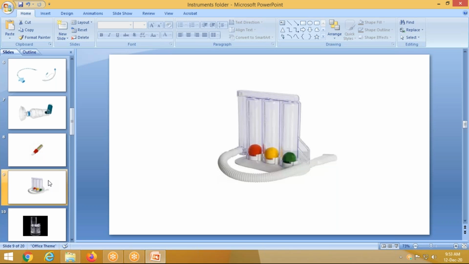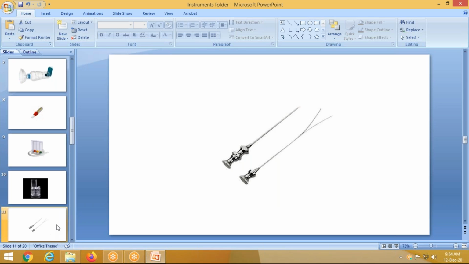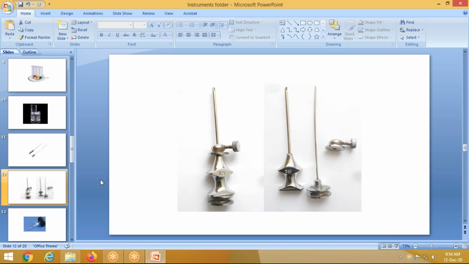This is a respirometer, and this is a rotahaler. You may have seen your grandparents use this rotahaler: they introduce a capsule here, push the capsule inside, and when they inhale through this net, the capsule opens and the medication enters. This is the liver biopsy needle, which we have already discussed, and this is the bone marrow biopsy needle.